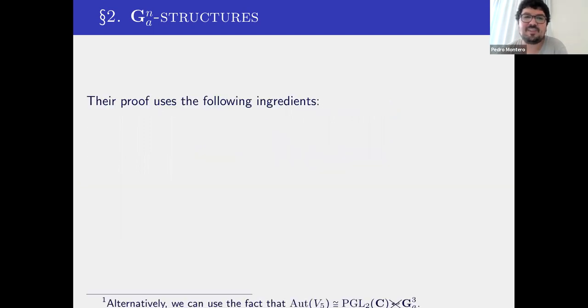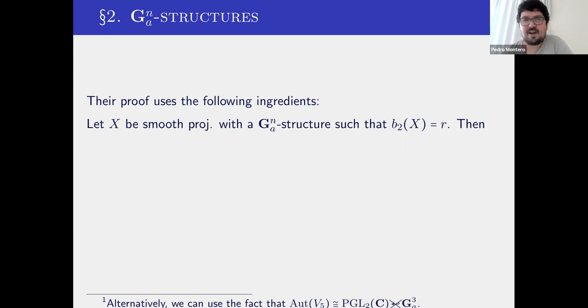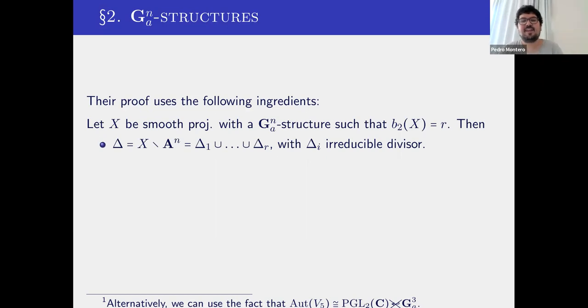And let me just give you a list of ingredients that are used in the proof because they are very interesting for our purposes. So the first is a property of additive varieties that I already told you more or less: if the Picard group is of rank R, or if the Betti number is R, then you have exactly R irreducible components of the boundary divisor. So this is a very nice interpretation of this topological thing. So Betti 2 equal 1 actually tells you that the boundary divisor is irreducible. Okay.